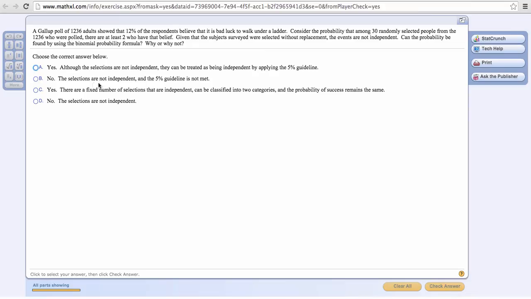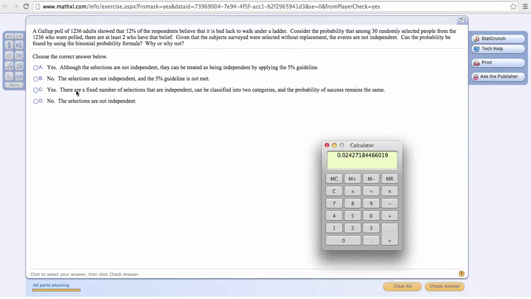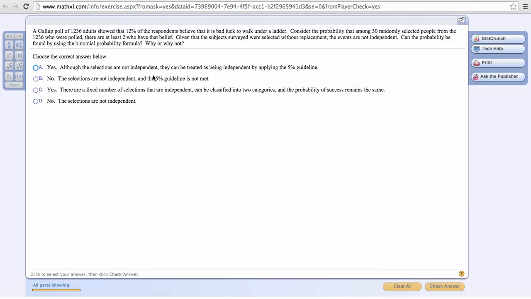So now let's look through these answers. The top one says yes, although the selections are not independent, they can be treated as being dependent by applying the 5% guideline. And again, that guideline is when the calculations with sampling are very cumbersome and the sample size is no more than 5%. We found it to be 2.4% of the population. So this is the appropriate selection. Yes, although the selections are not independent, they can be treated as being dependent by applying the 5% guideline.